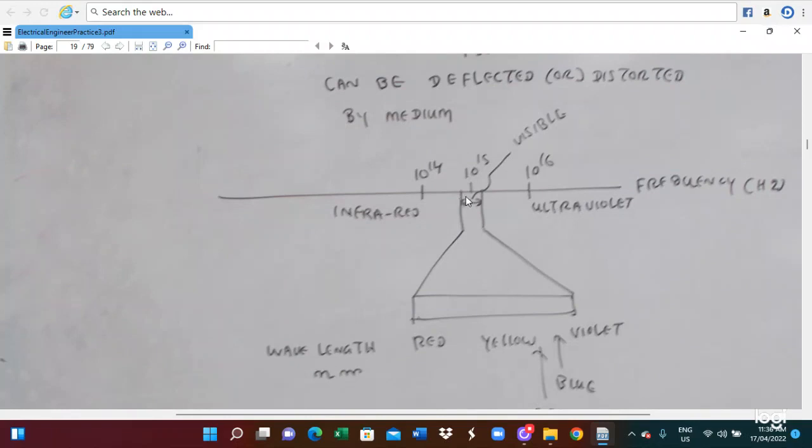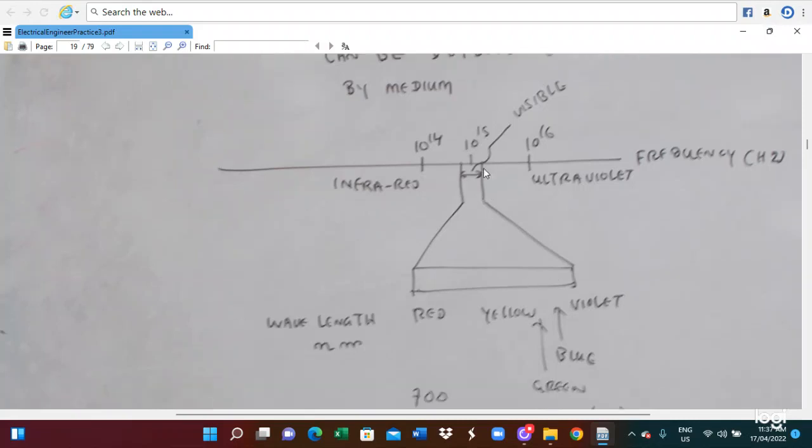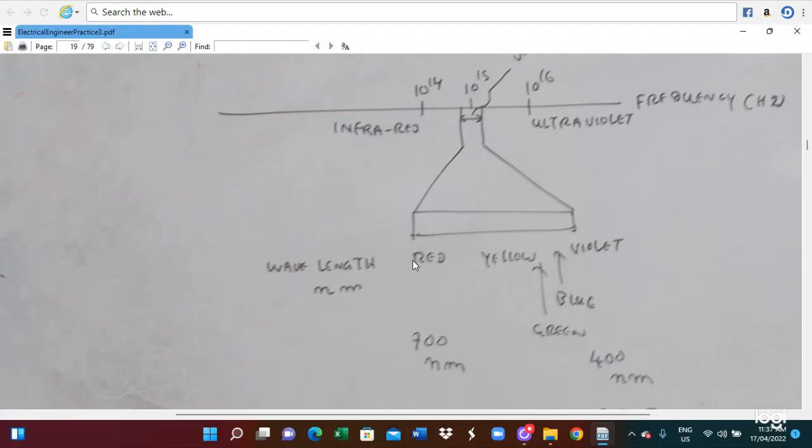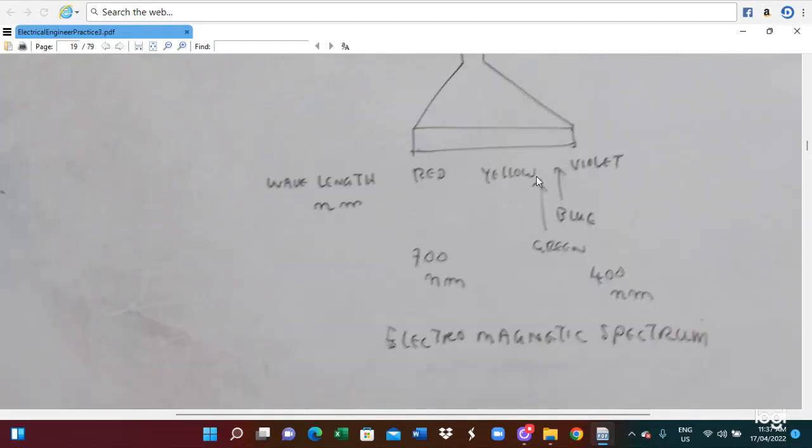Within the range of this ray, it will be visible. This is the visible ray. The frequency range is about 10 power 15 hertz, and in that range you can see the light. Depending on the frequency value, it can be given as wavelength in nanometers. Depending on the wavelength in nanometers, it can be red, yellow, violet, like this. Green is about 400 nanometers, red is 700 nanometers, and violet. So this is the electromagnetic spectrum of light. Between this range, you can see the light.